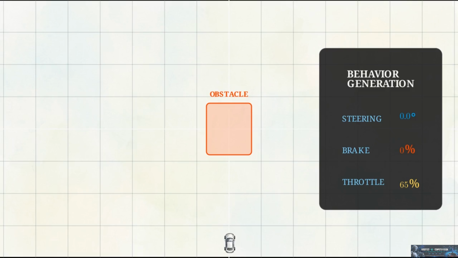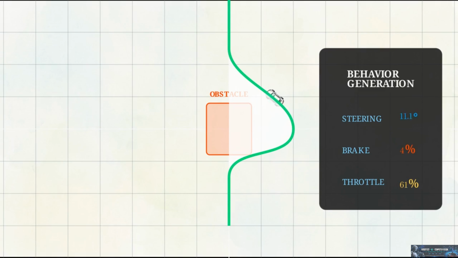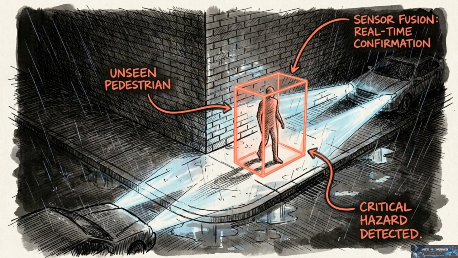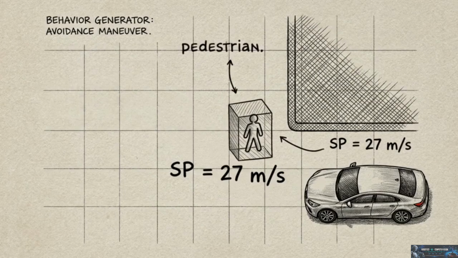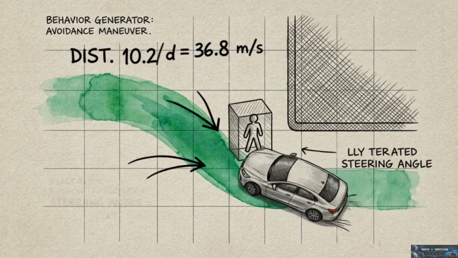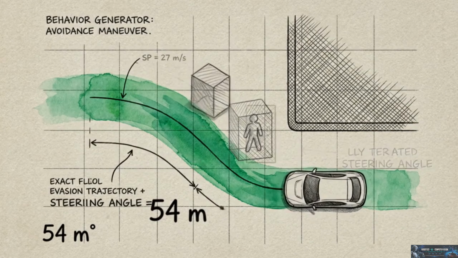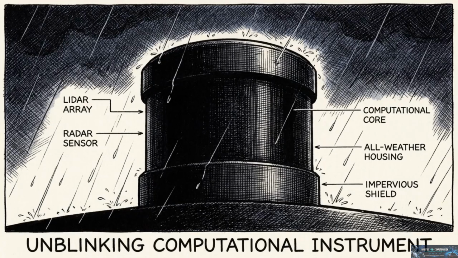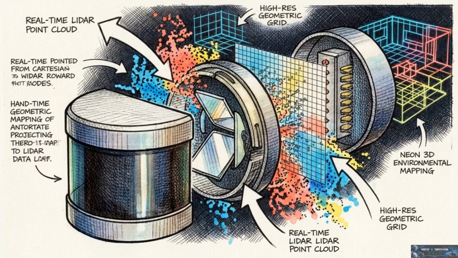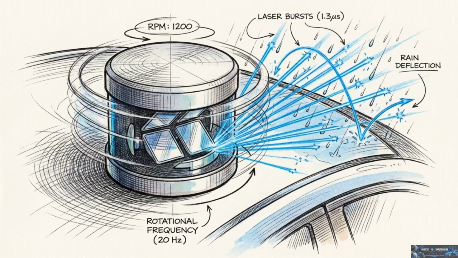This layer runs the path planning algorithms that physically calculate the required steering angles, braking pressure, and throttle adjustments to navigate the mapped hazards. When an unseen pedestrian steps out from a blind corner in heavy rain, the sensor fusion confirms the target. The perception networks track the trajectory. The BEV maps the coordinates, and the behavior generator calculates the exact steering angle to evade them. A self-driving car does not look out a window. It senses, interprets, fuses, and maps the world into a format its planning software can execute against, repeating the entire process thousands of times every single second.